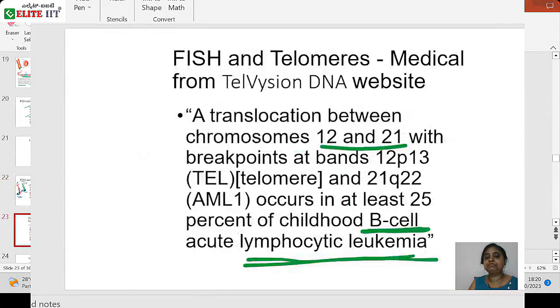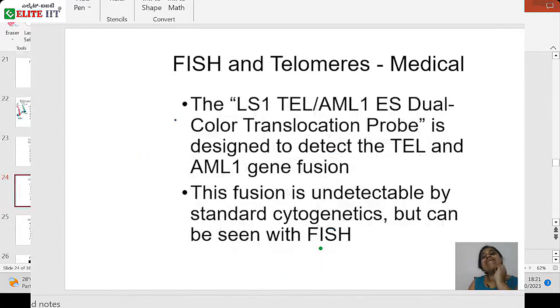See, one example is given. The translocation between chromosome 12 and chromosome 21. This occurs in at least 25% of childhood B cell acute lymphocytic leukemia. So in case of leukemia, in most cases you will see in the B cell this type of translocation happening from 12 to 21. So this is another example, nothing else.